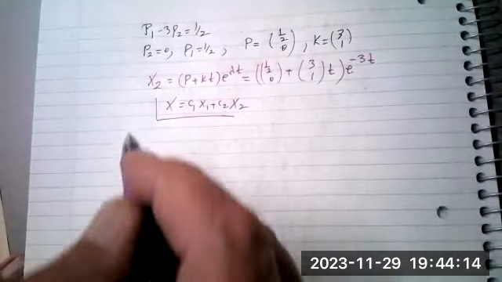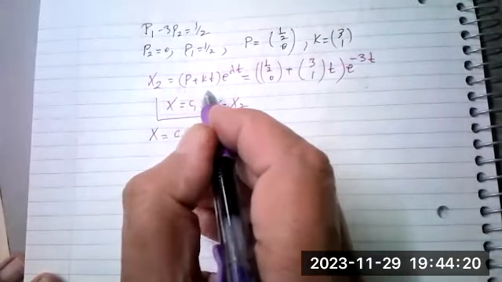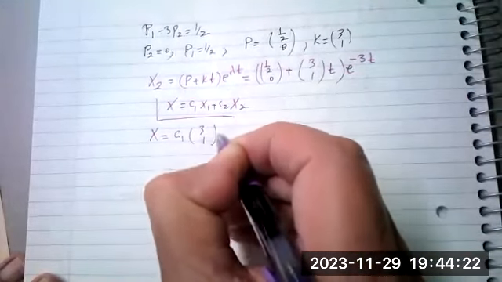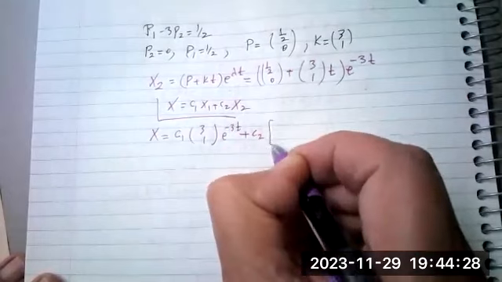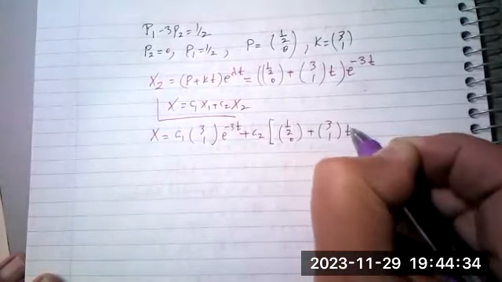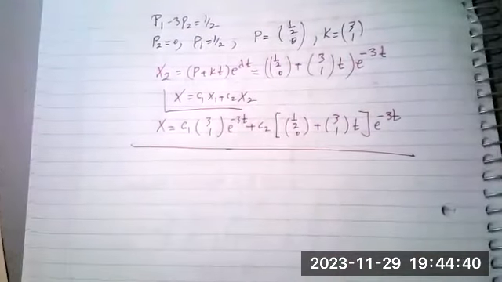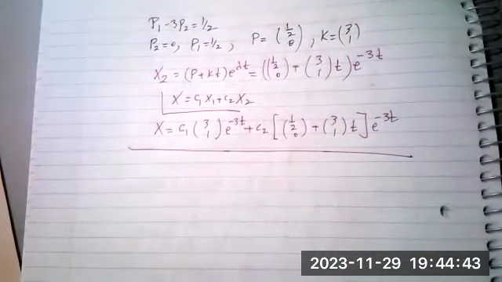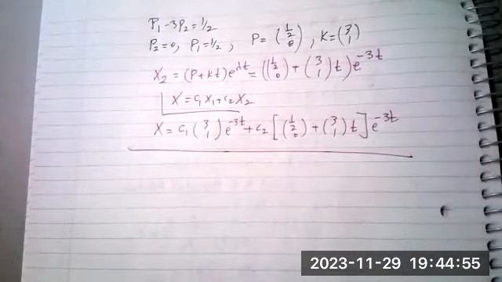You can rewrite it if you like. That gives you C1 X1. X1 was the K, 3, 1, e to the negative 3t. And we get the C2, just repeat this one: 1/2, 0, plus 3, 1, t, everything times e to the negative 3t. So that gives you the final answer. You can even find the X and the Y, the first component and the second component. And we're done. It's a very nice procedure to get this through. Any questions?